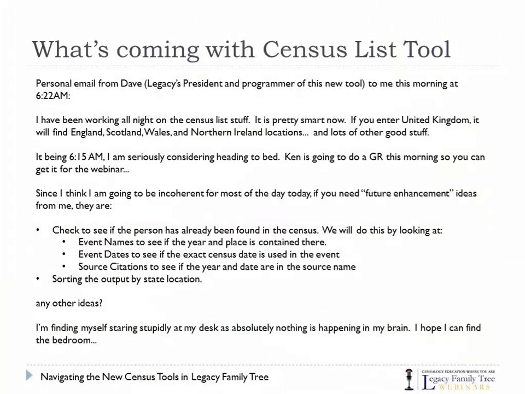Let's go back. So this is my email from Dave. He says, I've been working all night on the census list stuff. It's pretty smart now. If you enter United Kingdom, it will find England, Scotland, Wales, and Northern Ireland locations and lots of other good stuff. It being 6:15 a.m., I'm seriously considering heading to bed. Ken is going to do a general release this morning so you can get it for the webinar.